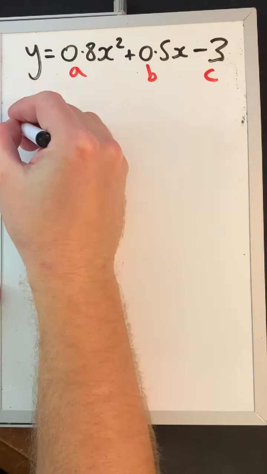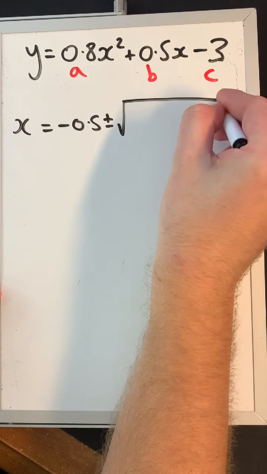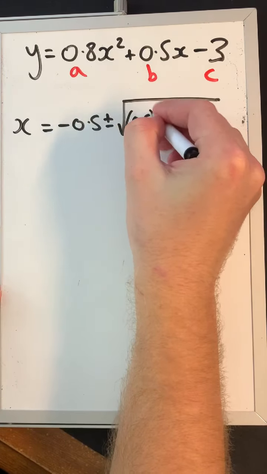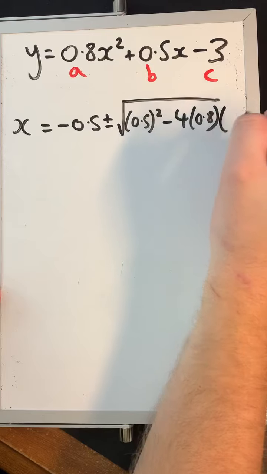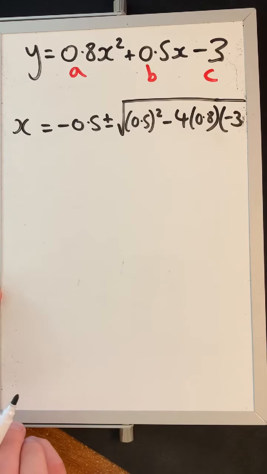So we've got x equals minus 0.5, so minus b, plus or minus the square root of 0.5 squared minus 4 times 0.8 times -3. Okay, so remember, c there is -3.